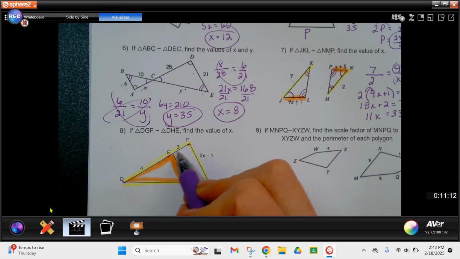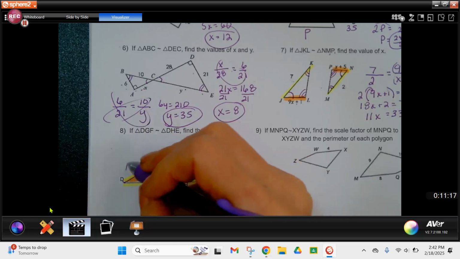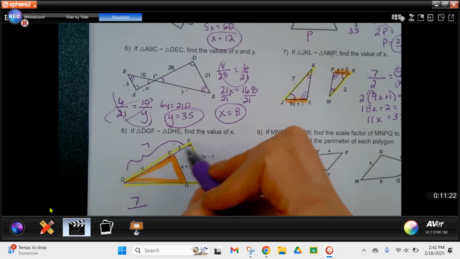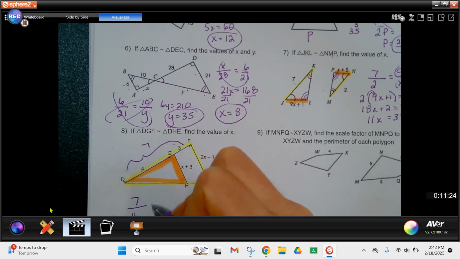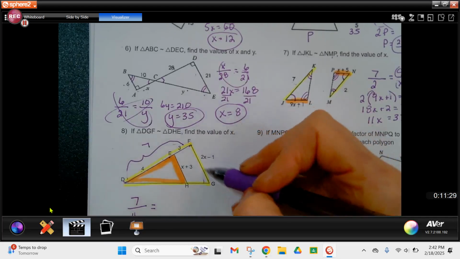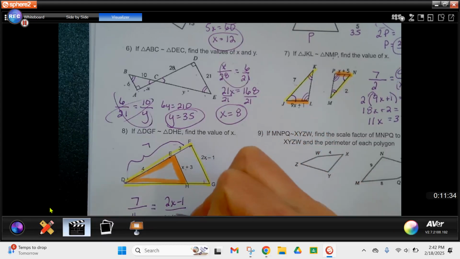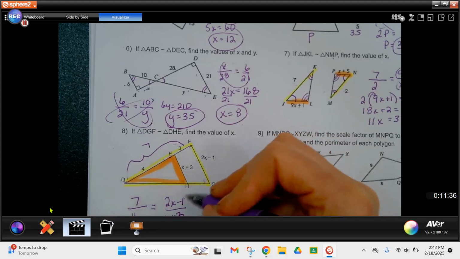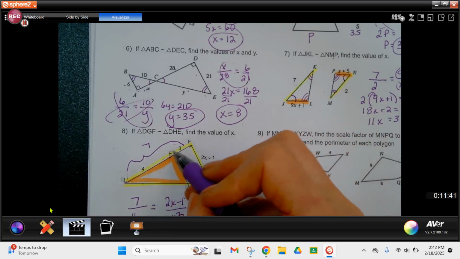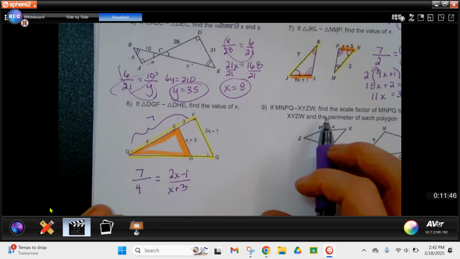So this whole side here, this whole big triangle, is 7. So 7 corresponds to the small side, 4. So this big side corresponds to the small side, as this big side, 2x minus 1, corresponds with the small. So I put the large over the small, and then the large over the small. And so these correspond, and this had to be added together to get that whole length. Now we can cross multiply to solve.